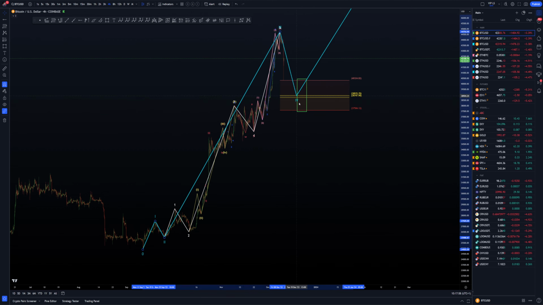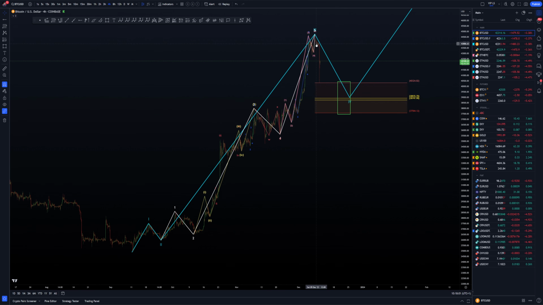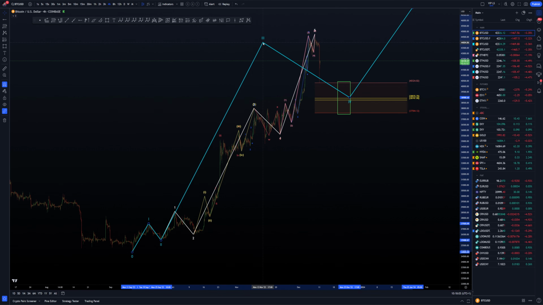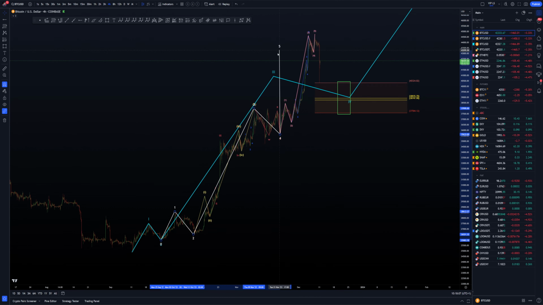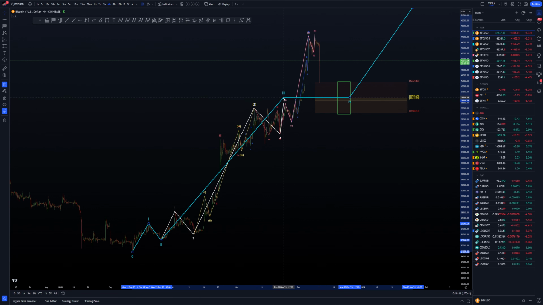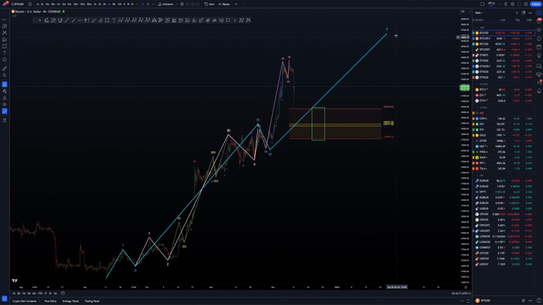And if here there is nothing, then it means that we have done something a bit different. This was a wave 3 done. This was like this, wave 5, 3, 4 here, and we've got a wave 5 like this.